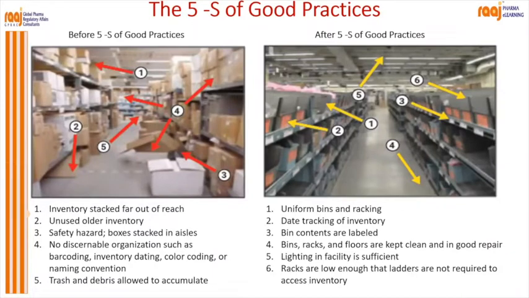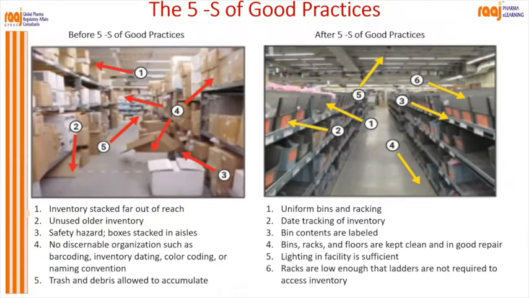Just see this. This is a case study, before 5S and after 5S. Correct? 1, 2, 3, 4, 5. Just see. Inventory stacked far out of reach, unused older inventory, safety hazards, boxes stacked in a mess. See how it was stacked. Anyone can fall, correct? How can you find the proper box which is desired by me? I want to see the accessories or the packaging material which is used for packing a paracetamol tablet. How do I search if it is stacked like this?